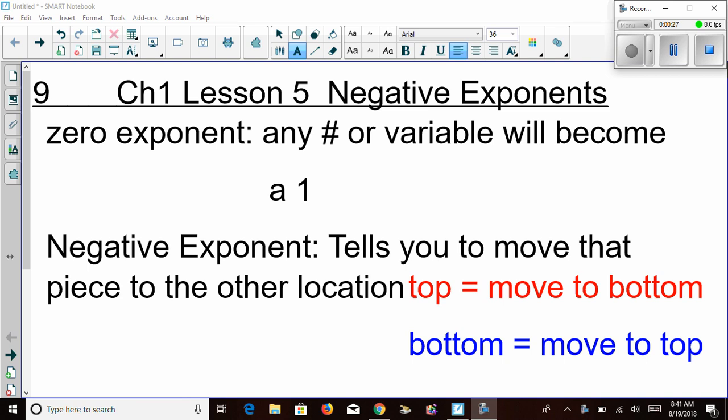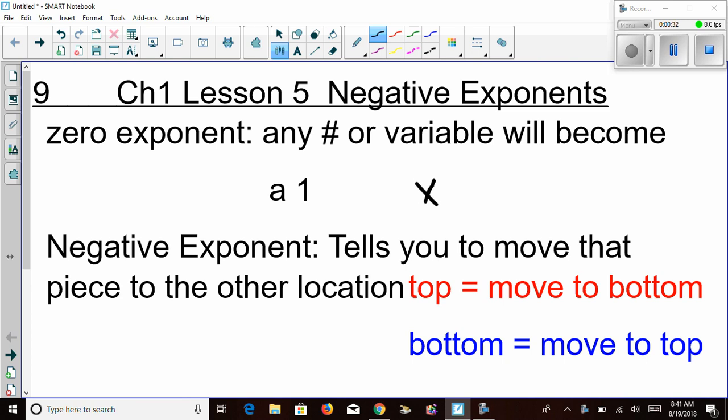And when we saw that before, simply, if I take x to the 0 power, it's going to equal 1. Doesn't matter how big or how small x is, it's always going to equal 1. What we're going to add to that is negative exponents. When I see a negative exponent, it tells me that I have to move just the piece with the negative exponent to a different location.